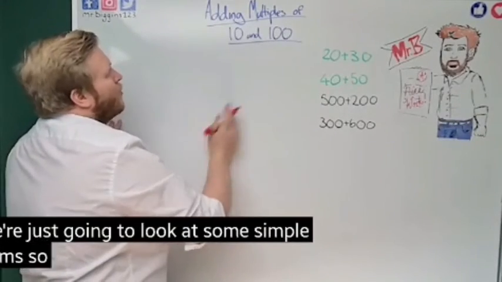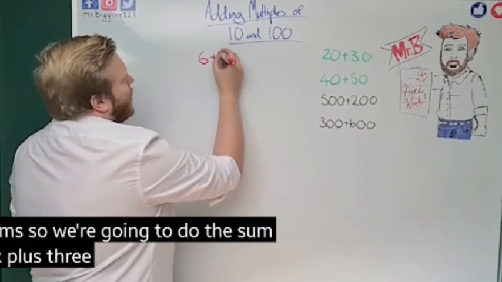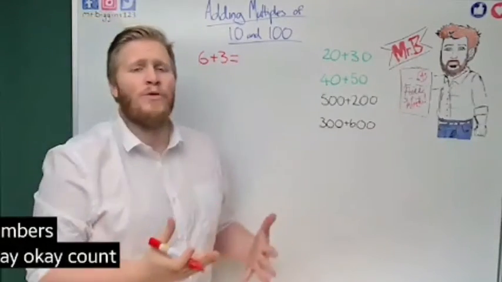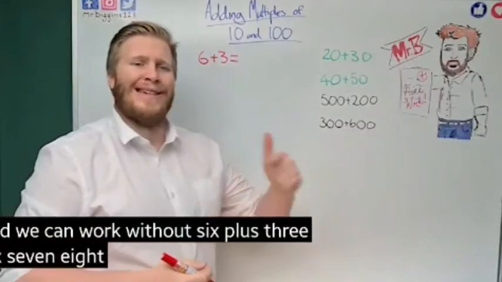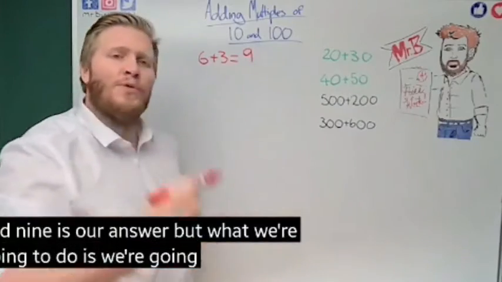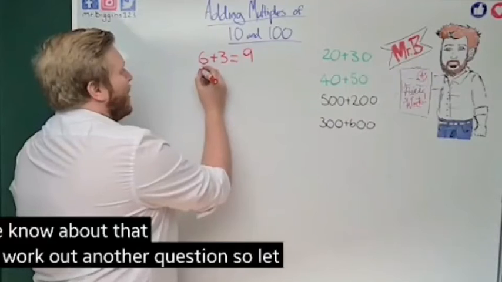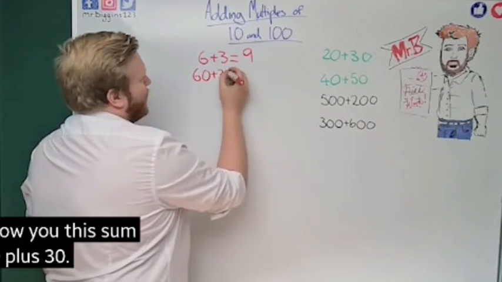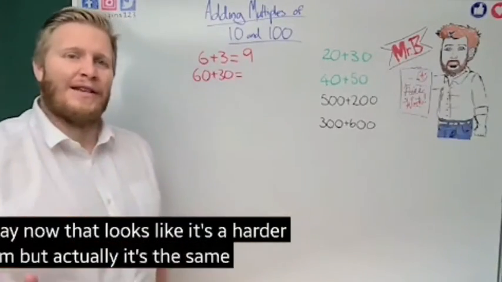Simple sums. So we're going to do the sum 6 plus 3, which is two one-digit numbers. Okay, and we can count on because they're quite low, and we can work that out. 6 plus 3, 6, 7, 8, 9, and 9 is our answer. But what we're going to do is use what we know about that to work out another question. So let me show you this sum, 60 plus 30. Okay, now that looks like it's a harder sum, but actually it's the same thing.